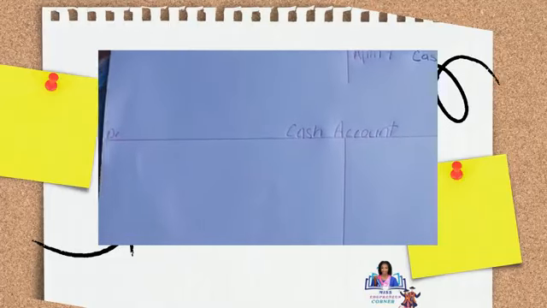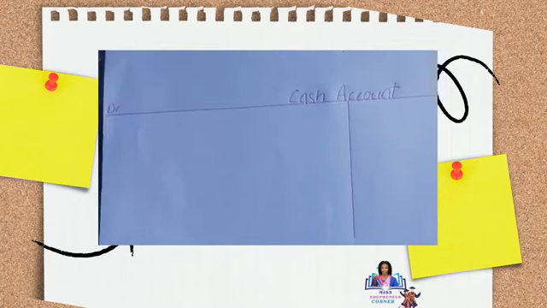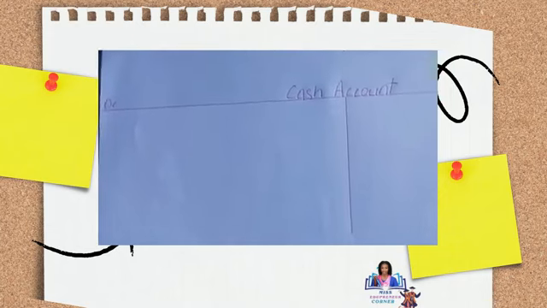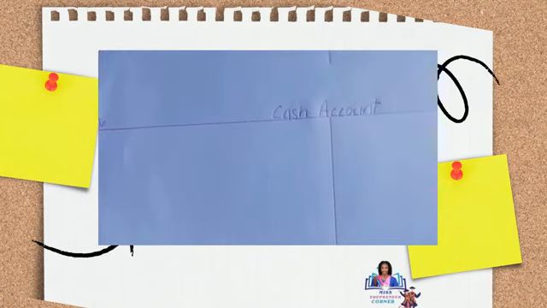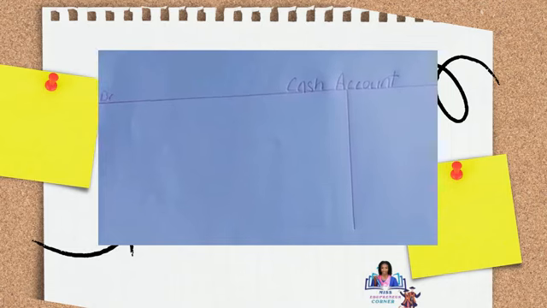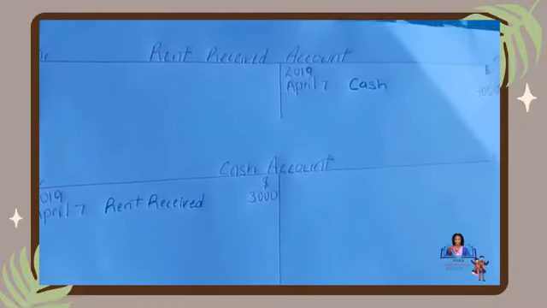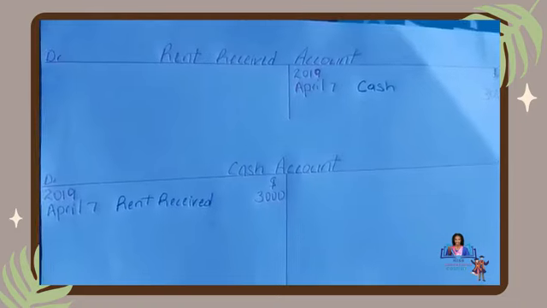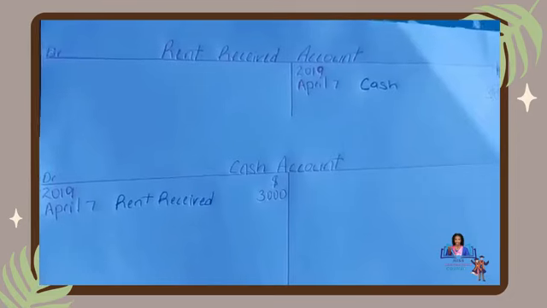So now we're going to go to the cash account, and we are to make a debit entry in the cash account to show that cash is increasing in the business as a result of the rent that was received. So we're going to put the same date, April 7, 2019. In the detail, we would have rent received and the amount. So transaction number 1 is now completed. Remember, when using the double entry system, one account has to be debited and the other has to be credited.